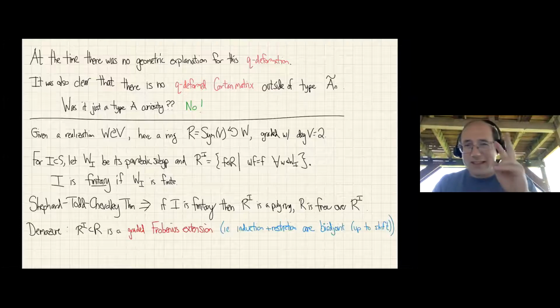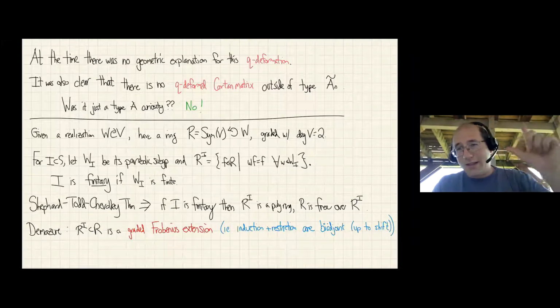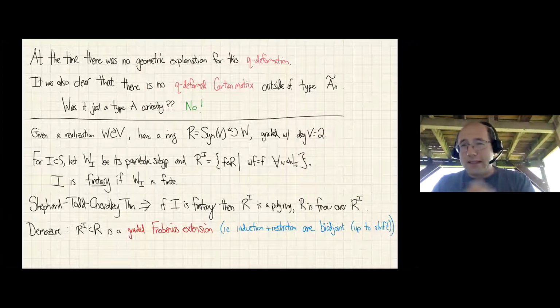I like to think of this as the upgraded Chevalley theorem. And he proved that, in fact, this ring extension is a graded Frobenius extension. Whenever you have an extension of rings, induction and restriction are adjoint to each other in one direction. But there's this other adjoint to restriction called co-induction, which is annoying. But for a Frobenius extension, induction and co-induction are isomorphic. So in fact, induction and restriction are biadjoint to each other, up to a grading shift. Co-induction is a grading shift of induction.